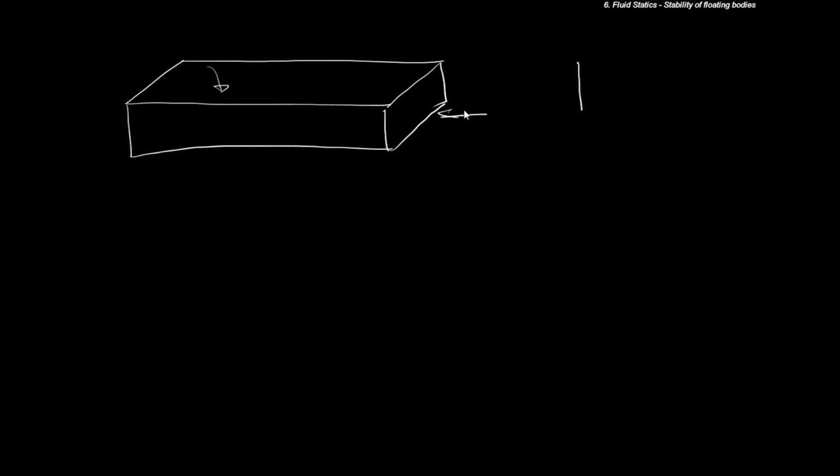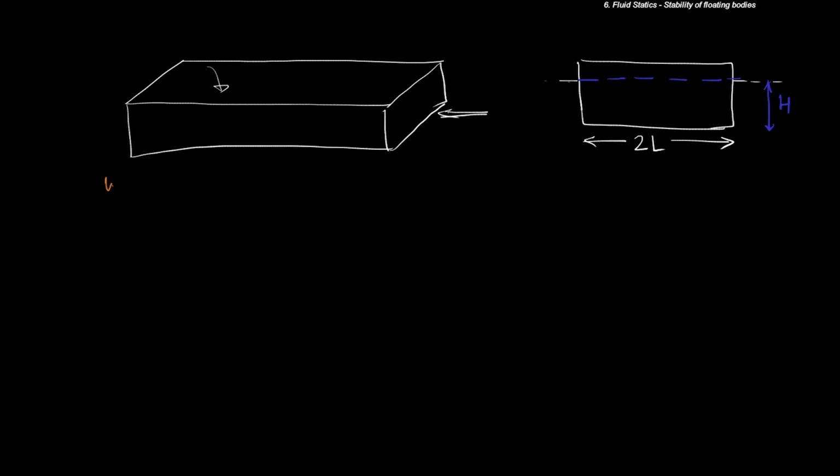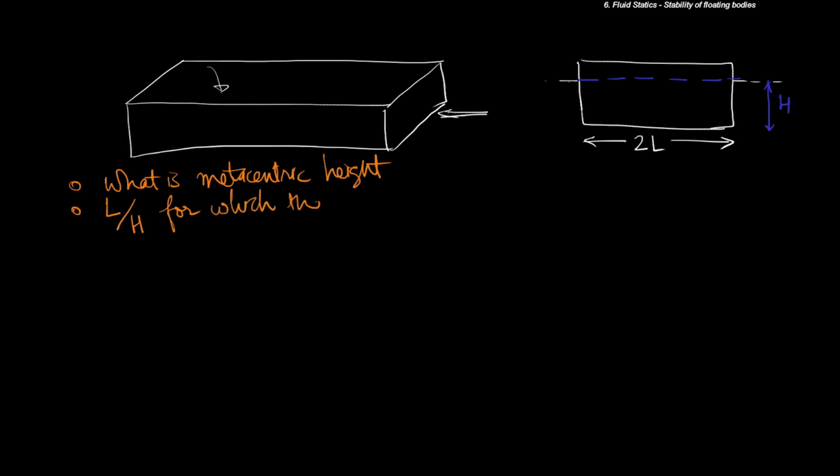So if we draw it from this particular view, it is given that the width is equal to 2L and the vertical height is h. Below the surface of the water, it is given that the height is equal to h. So the question is, what is the metacentric height? And the other question is, what is the range of the aspect ratio L by H for which the barge is stable?